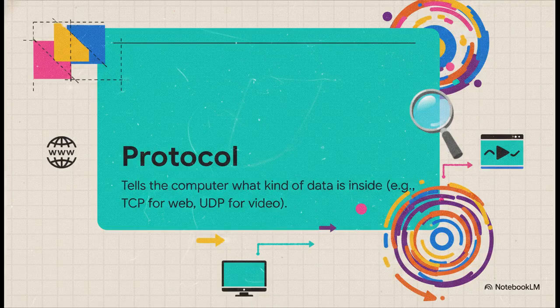Okay, so once the postcard finally arrives, the protocol field is like a little note on the front. It tells the receiving computer what to do with the data inside. Is it a piece of a web page that needs to be assembled perfectly? That's TCP. Or is it part of a live video stream where speed is more important than perfect order? That would be UDP. This field makes sure the data gets handed off to the right application.